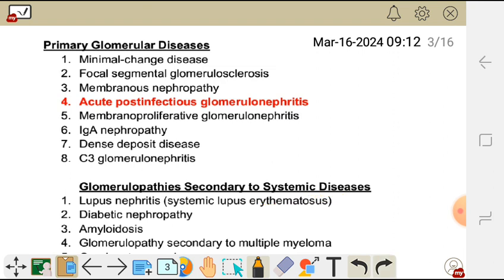We have already looked at minimal change disease, focal segmental glomerulosclerosis, membranous nephropathy, and now we are on acute post-infectious glomerulonephritis. So if you want to know more about these diseases, just check my kidney pathology playlist. You are going to find them.